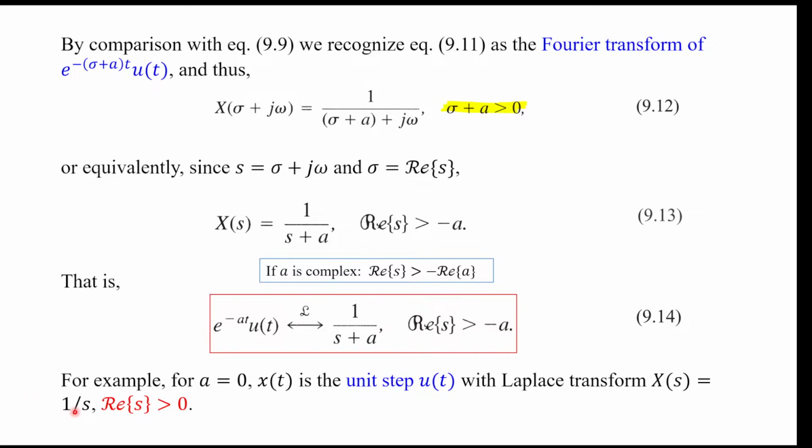Also, an example of this is the unit step function. We can pick a equal to 0. Then you don't have this exponential part, you have a unit step function. The unit step function will Laplace transform to 1 over s, with the region of convergence being the real part of s greater than 0.